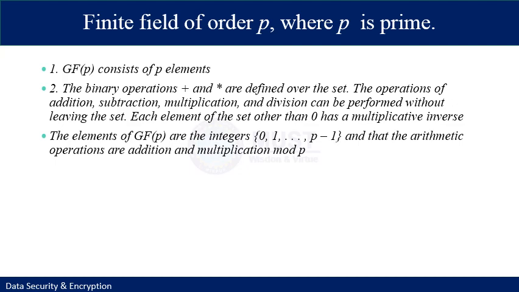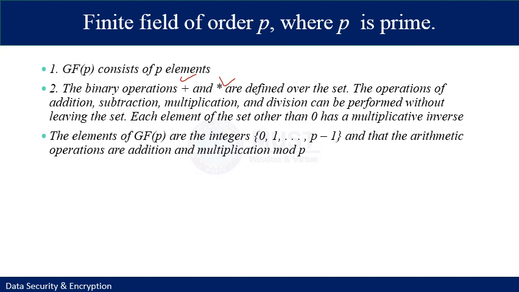So to conclude this lecture, it is summarized in the finite field of order p, where p is a prime. It shows how to construct a finite field of order p where p is prime with the following properties. The first property states that the GF of p consists of p elements. For example, in the above two examples, the GF of 7 consists of 7 elements. Similarly, another property states that the binary operations plus and multiply are defined over the set. If you take the example of modulus 7, the addition and the subtraction operations are defined on the set. The operations of addition, subtraction, multiplication and division can be performed without leaving the set.